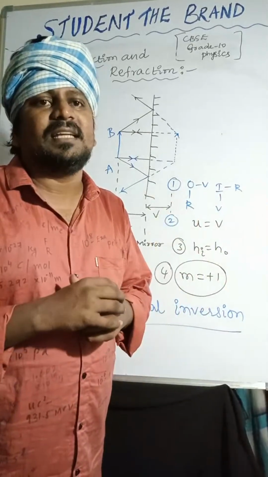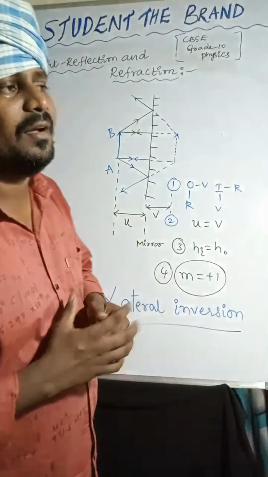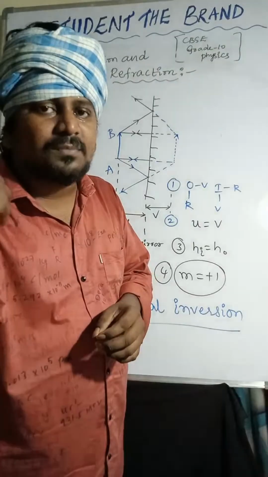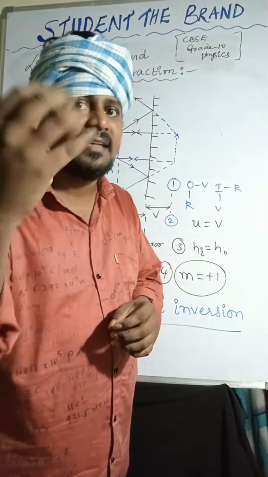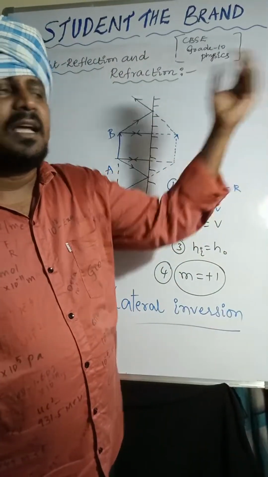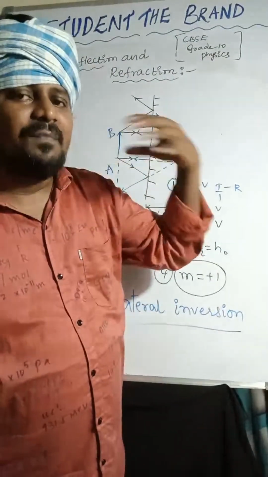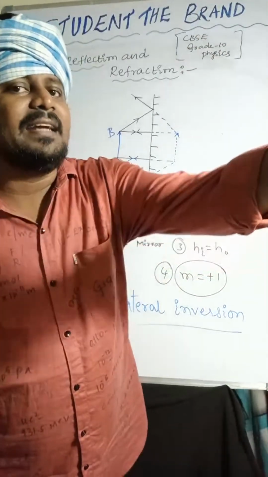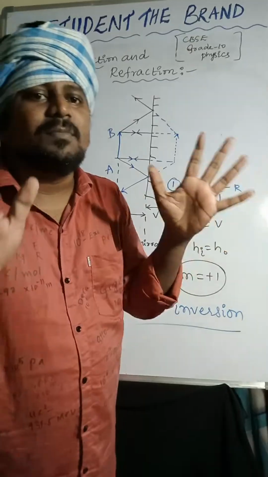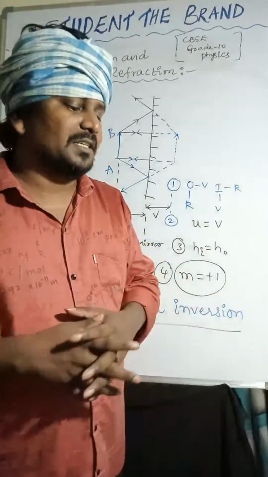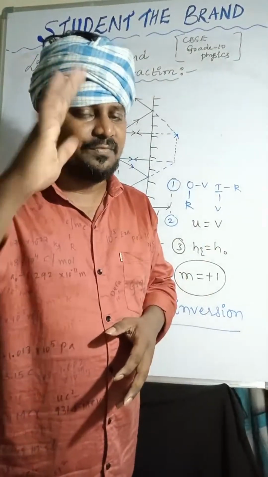Lateral inversion is nothing but the phenomenon of converting the right side of the object. Be very clear. The right side of the object appears to be the left side of the image. The left side of the object appears to be the right side of the image. This mirror image is called lateral inversion.